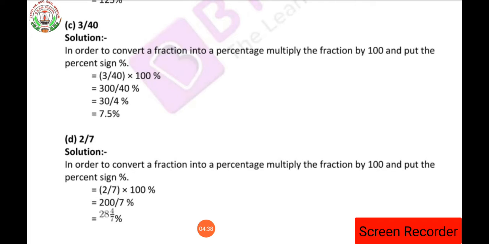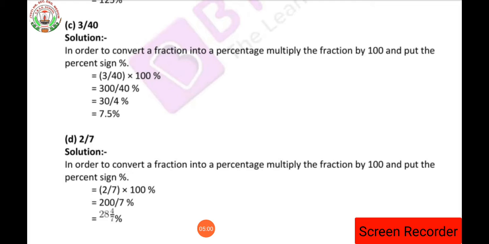Similarly, 2 by 7 is a fractional number which will be converted into percent. And how to convert? By multiplying the number 2 by 7 by 100. Okay, so we will get the answer as 200 upon 7%, or if you cancel that number, we will have 28 4/7%.